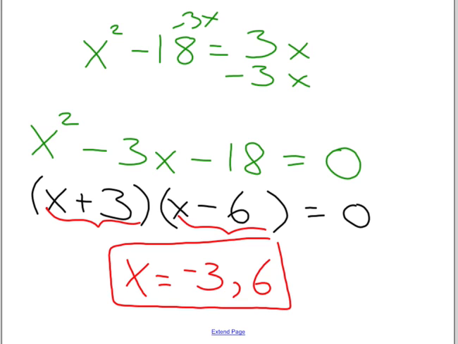Eventually you're going to have to graph. Well, eventually yes, but not this year. You'll graph stuff like this later.